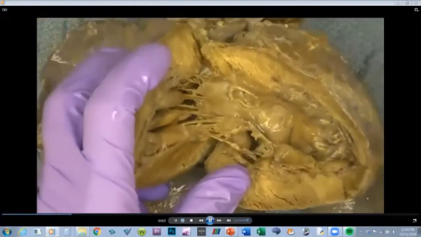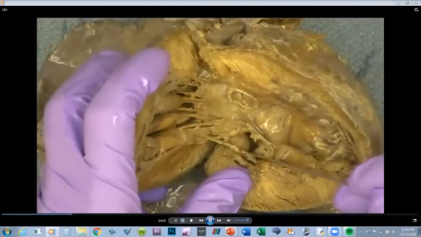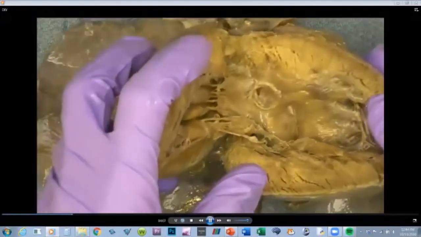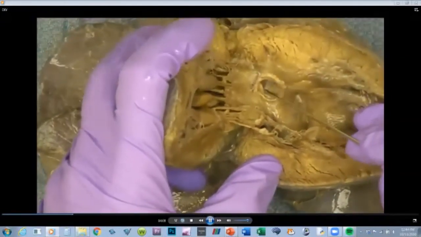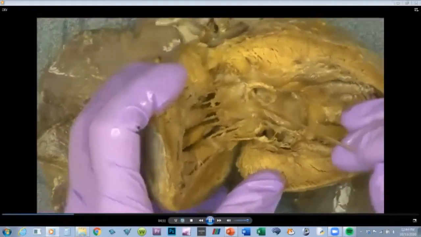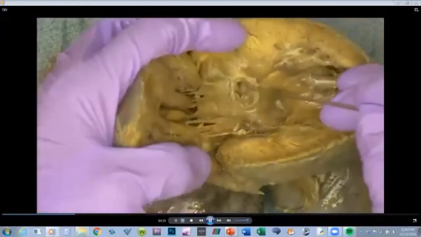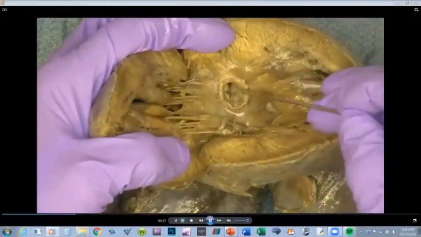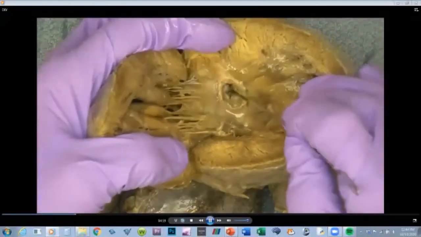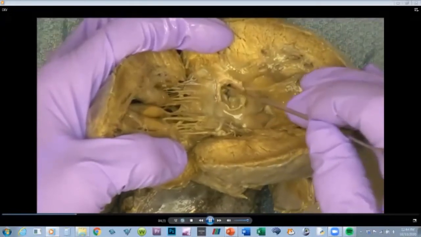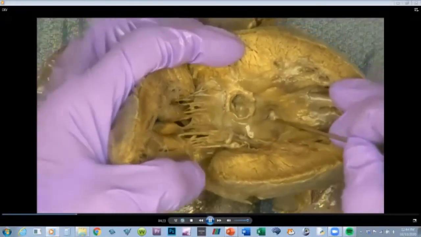Here's another double inlet. You can see here's one AV valve, here's the other. And this is the pulmonary outflow in this case. You can see, again, it's sitting between the two atrioventricular valves, but it's quite obstructed. There's a lot of fibrous tissue here. The pulmonary valve is very abnormal. So there is outflow tract obstruction here.